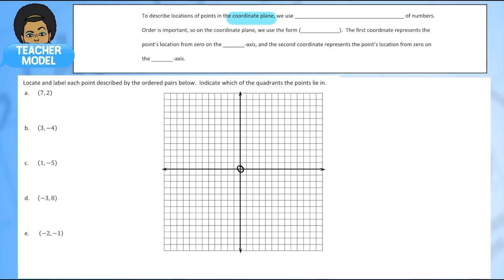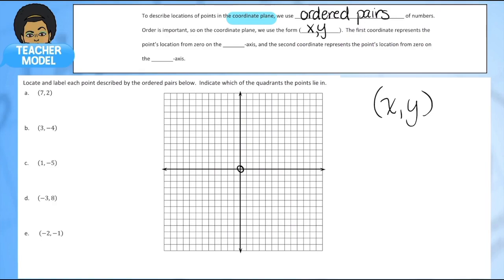To describe the location of points in the coordinate plane, we use what's called an ordered pair. And that just means two numbers, 2 because we use the word pairs, and pairs are always in sets of 2s, that have to be in a particular order. The order is important, so in the coordinate plane we form x, y. So x and y is our form. I'm going to write this here on the bottom part too.